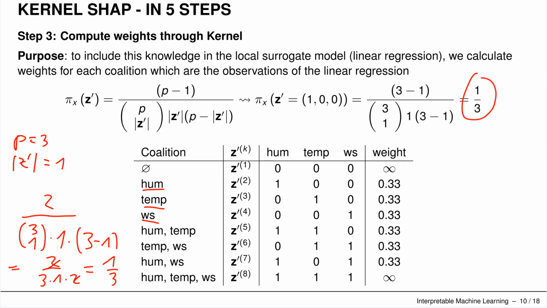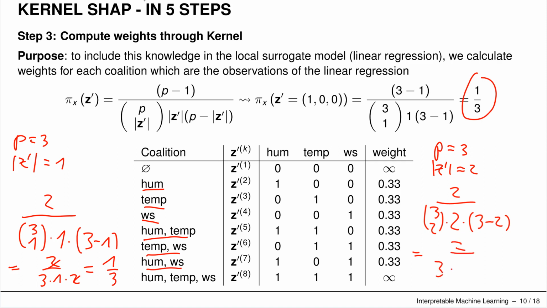We can do the same calculation for still P is 3, and now the size of the coalition is 2. So these are those 3. Then we get 2 over the binomial coefficient of 3 and 2, which is also 3, times 2 times 3 minus 2, which is then 2 over 3 times 2 times 1. So same result, also 1/3. That's why we have the same weights here for them.